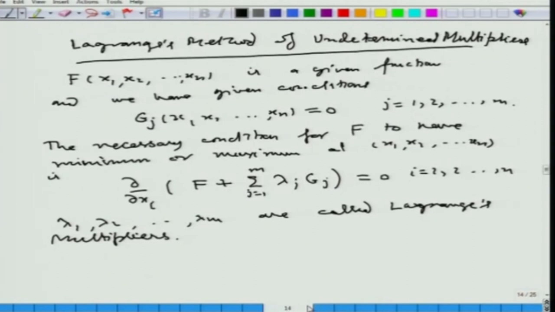These multipliers lambda 1, lambda 2, lambda m are called Lagrange's multipliers, and they are also unknown in this process and they are to be obtained. So, that is why we call them undetermined multipliers.